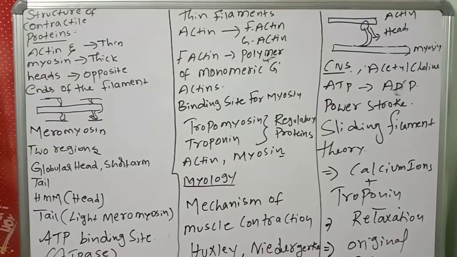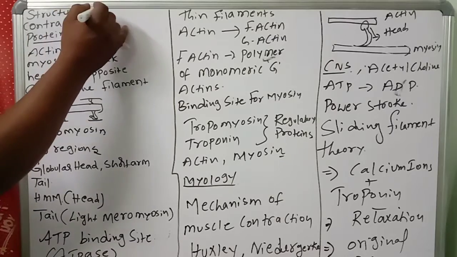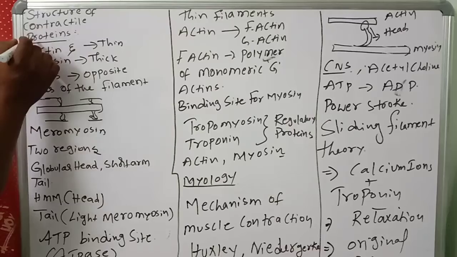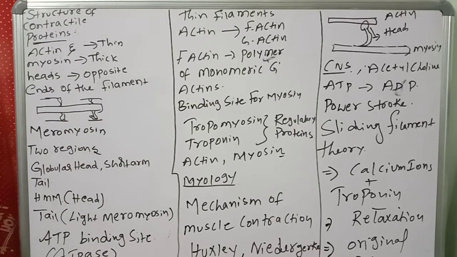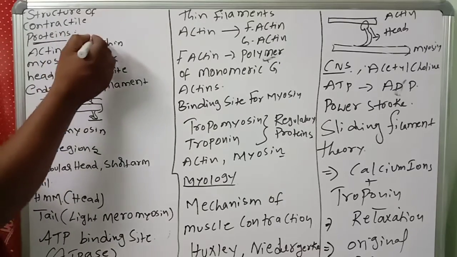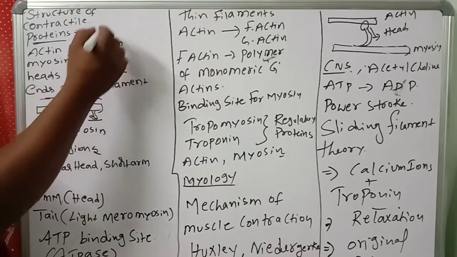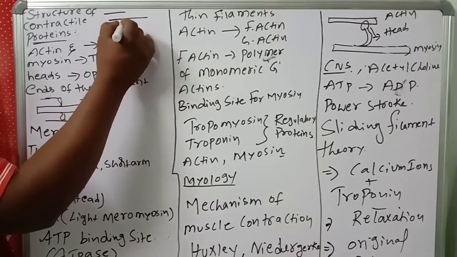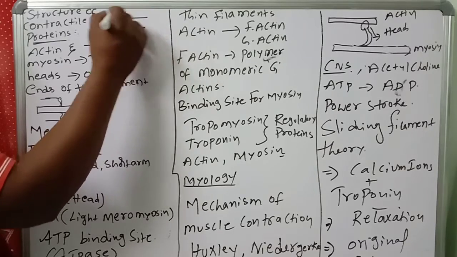Good morning, children. Today we will discuss the locomotion and movement chapter. As you know very well, in the muscle myofibril we have some contractile proteins. They are called actin, the thin filament, and myosin, the thick filament. So you know very well: actin, myosin, actin, myosin, like that.